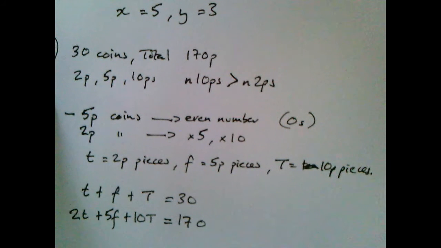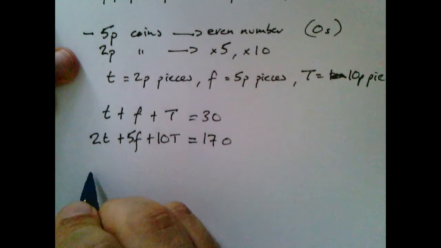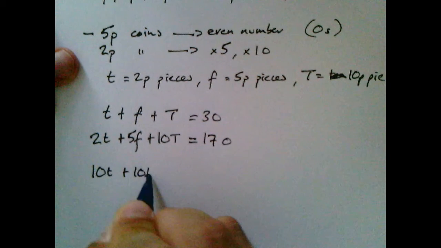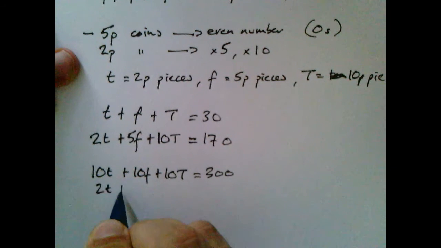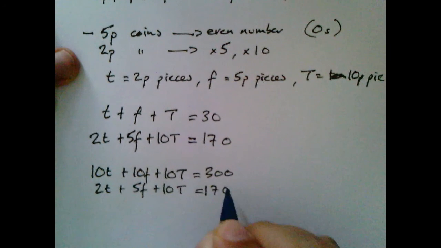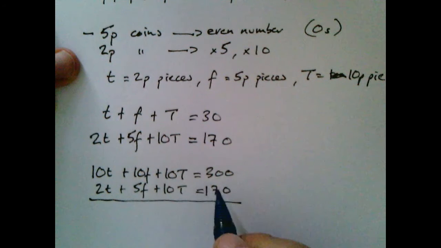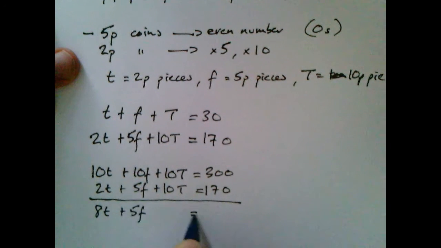What I'm going to do now is try and cancel out the 10s, just because it seems easier multiplying this by 10. So we can say 10t plus 10f plus 10t is 300, 2t plus 5f plus 10t is 170. And as with simultaneous equations, if we subtract them, we get 8t plus 5f is 130.